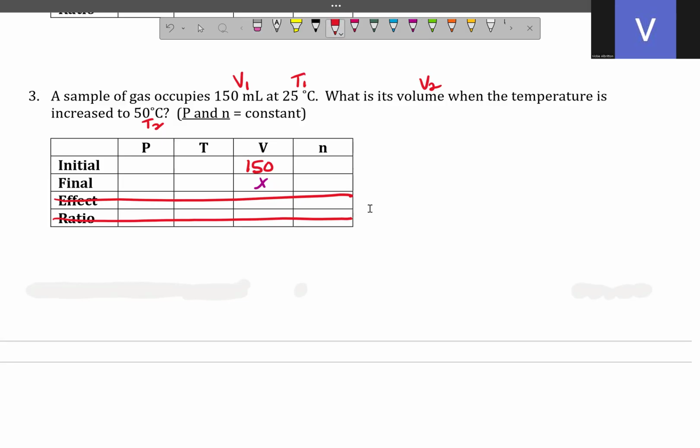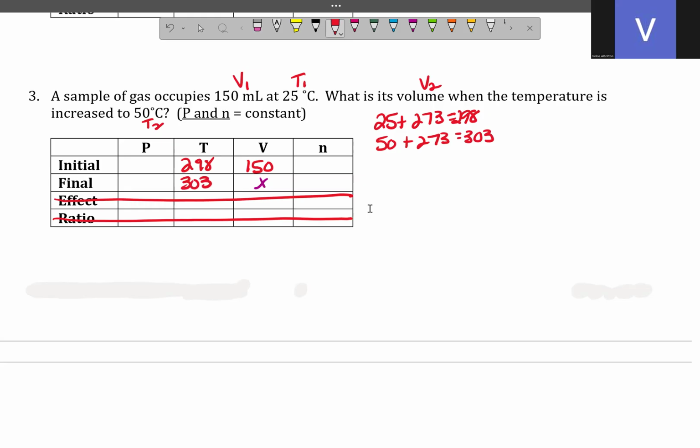Now, like we said before, the only way we can do our gas law problems is to convert Celsius to Kelvin. So 25 plus 273 is going to be 298 Kelvin. So that's our T1. And if we raise the temperature to 50 degrees Celsius, that would be 303 Kelvin.